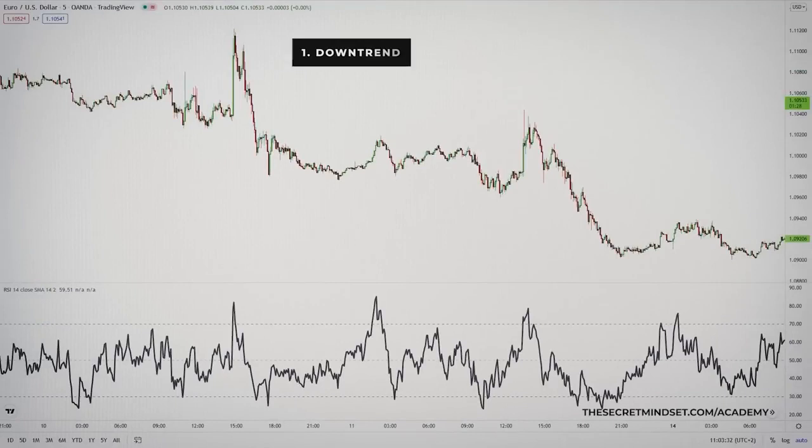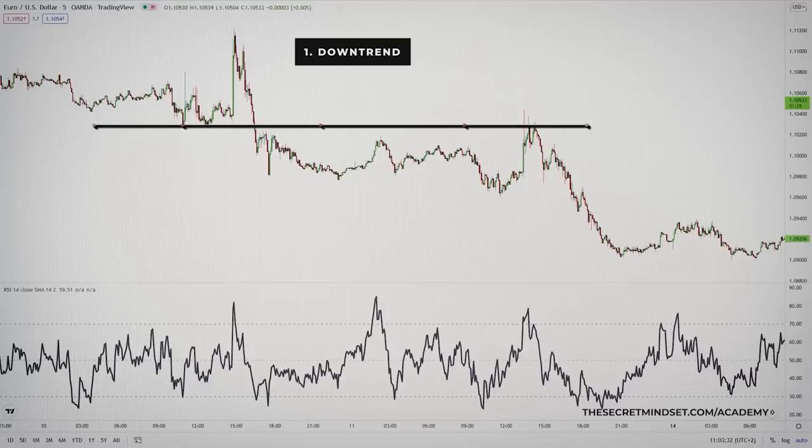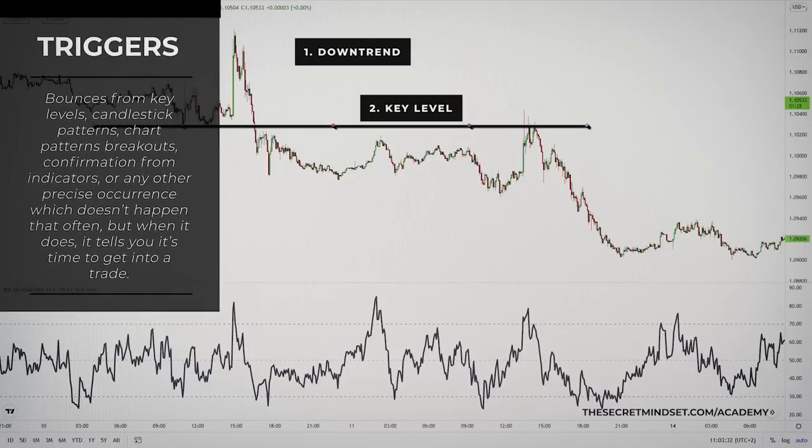Let's assume the trend is down. The waves to the downside are bigger than the corrections higher. The trade trigger is what tells you exactly when and where to get short, given the context. Trade triggers could include a simple bounce from a key level, candlestick patterns, chart pattern breakouts, a confirmation from an indicator, or any other precise occurrence, which doesn't happen that often. But when it does, it tells you it's time to get into a trade.